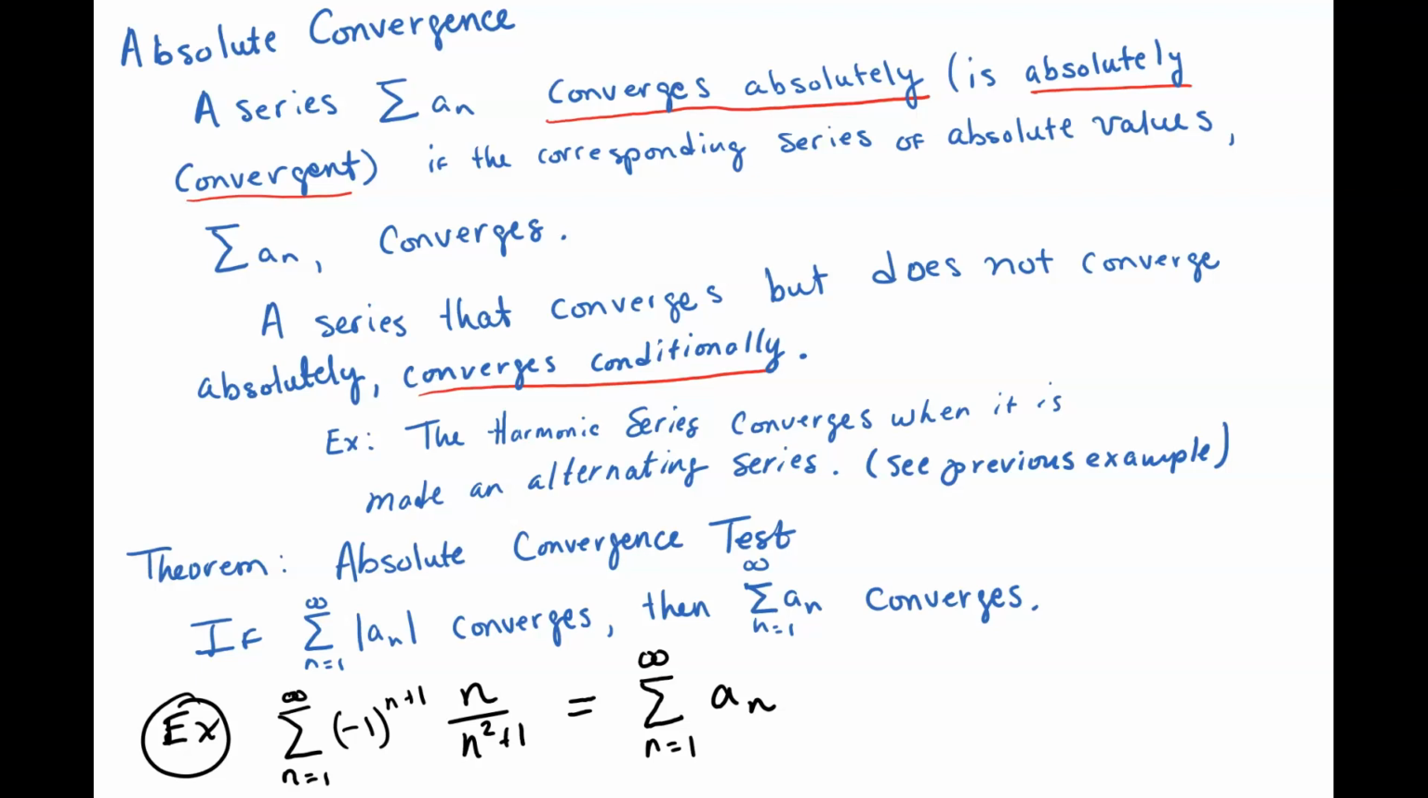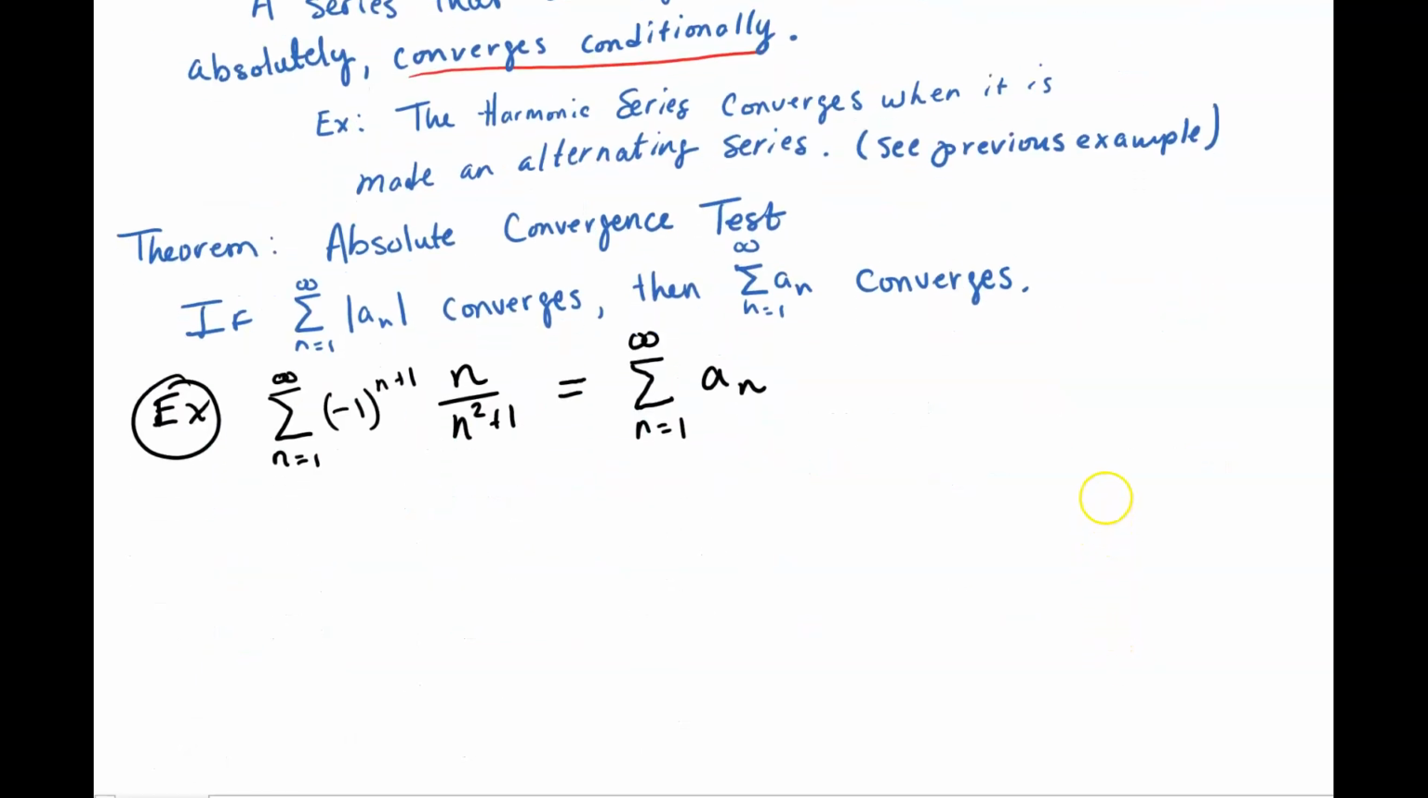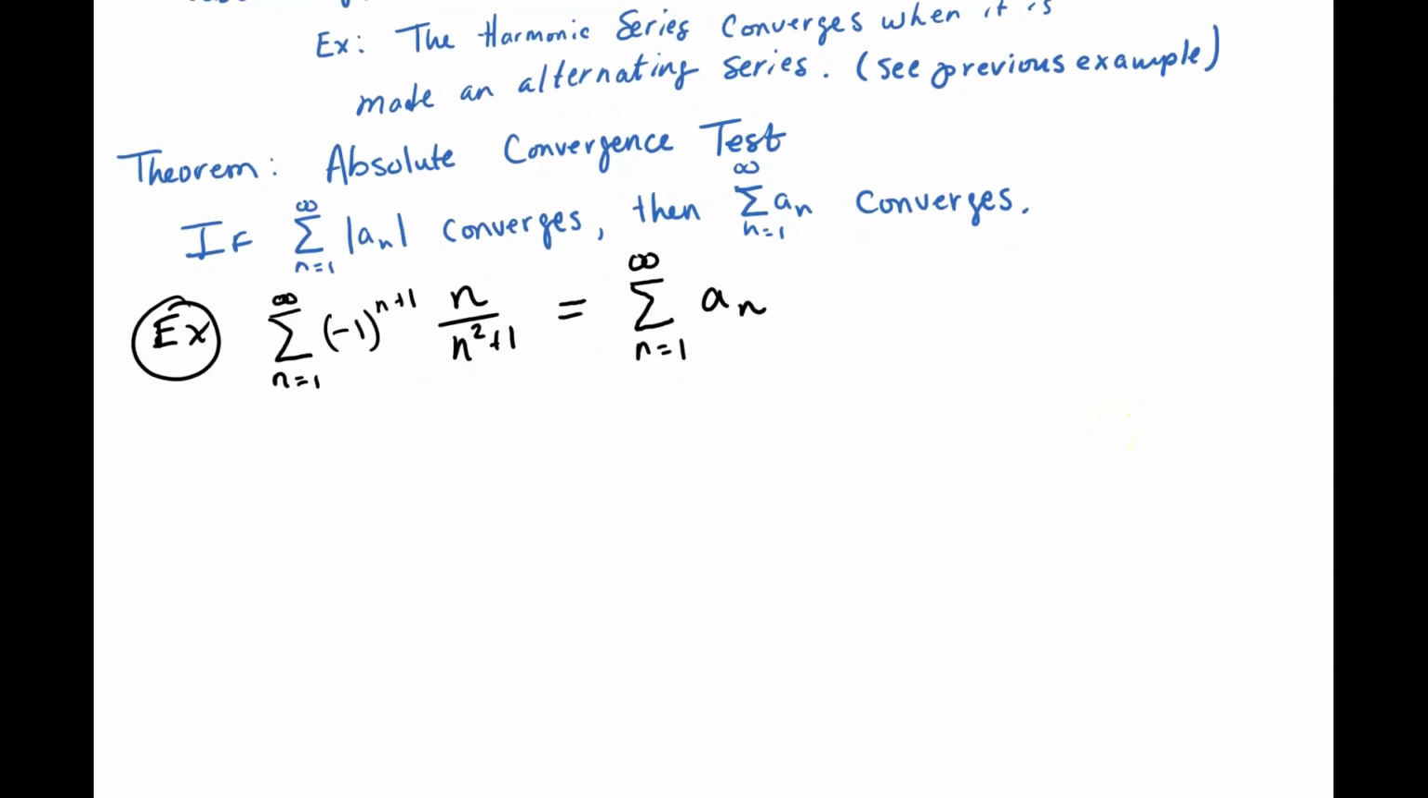A series that converges but does not converge absolutely is said to converge conditionally, all right? So think about the last example we just did, the harmonic series. We know the harmonic series diverges, but it converges when we make it an alternating series. So that's why I say see previous example. So rewind and go look at that one more time if you need to. But now let's dive into a theorem. And this right here is what we call the absolute convergence test. And it says that if you take the absolute value of a series and it converges, then the series itself should converge.